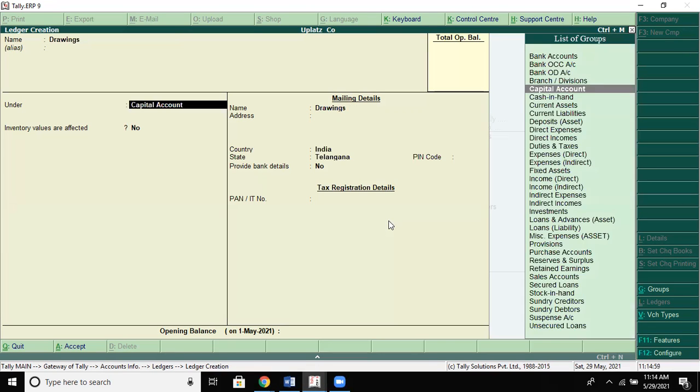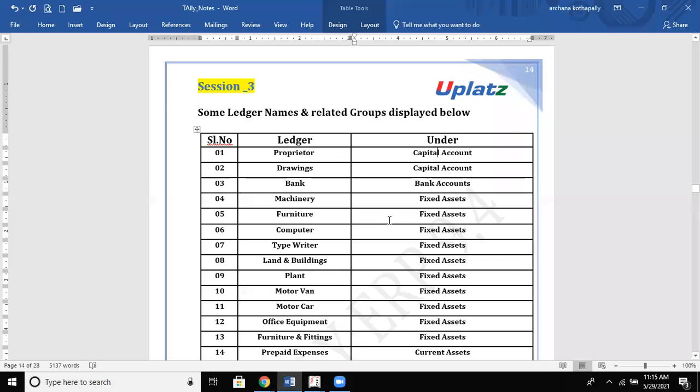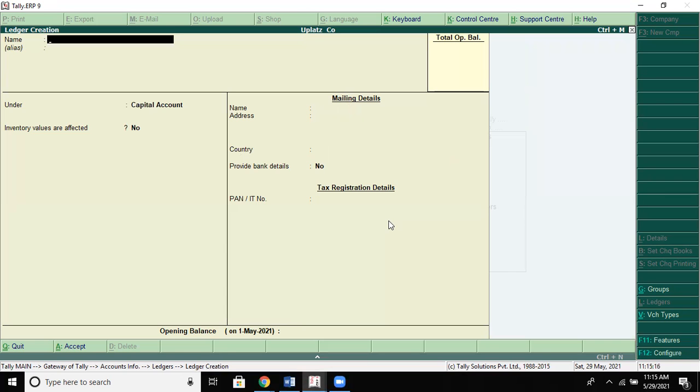Drawings. It also comes under capital account. Inventory, no, it is not affected. Name: drawings, India, pin code, if you want to update. Tax registration, enter, yes. If you press enter twice, the ledger will be created. Next, bank. Let's specify the bank name, SBI Bank.